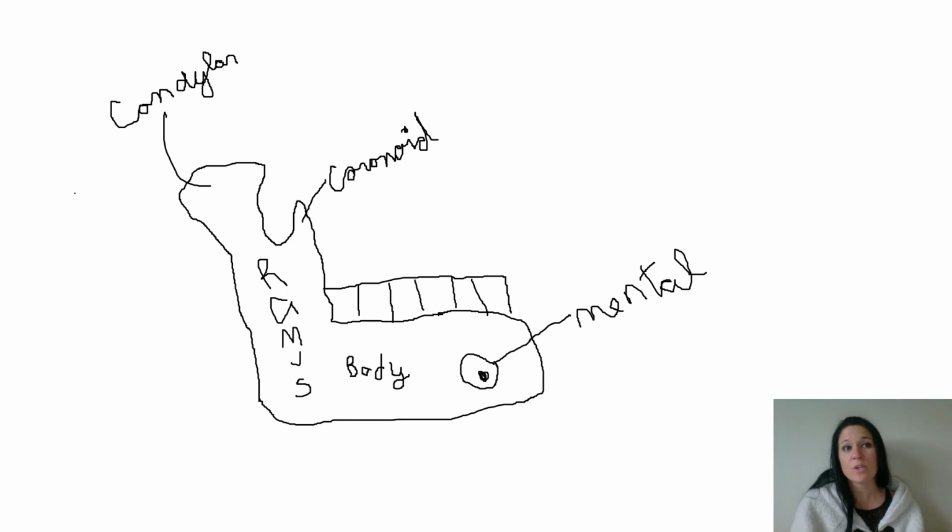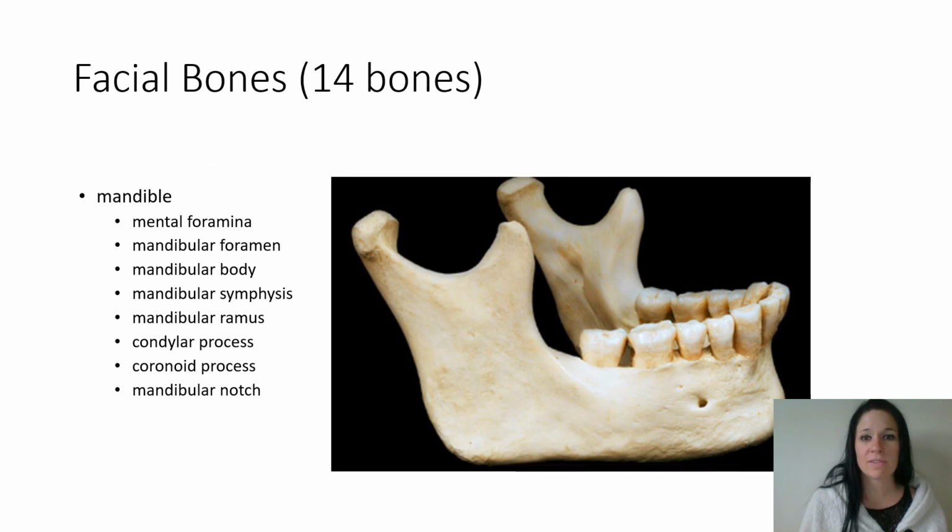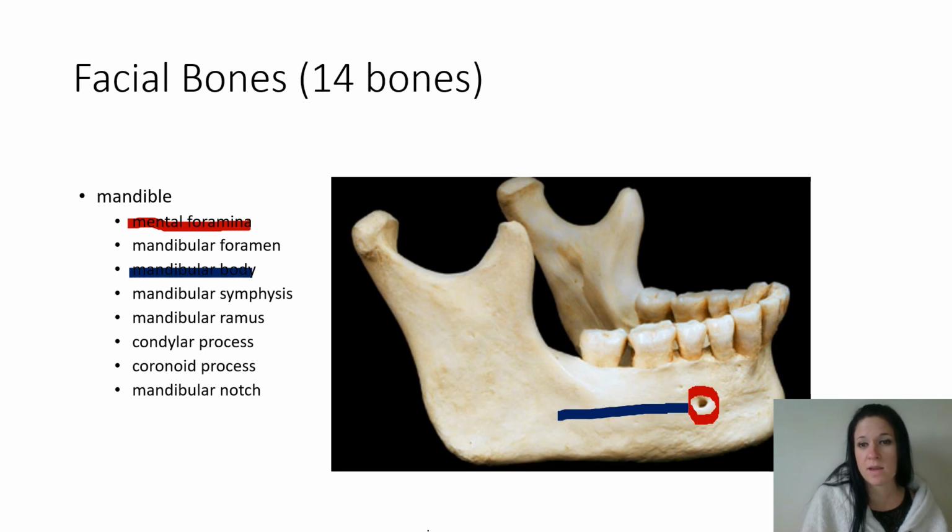Okay, so let's go to the image and identify the rest of the structures. Now let's just review those structures that we have already talked about. Our mental foramen is going to be this hole here up close to the chin. The mandibular body is going to be this sort of horizontal region. The mandibular ramus is going to be this more vertical region.